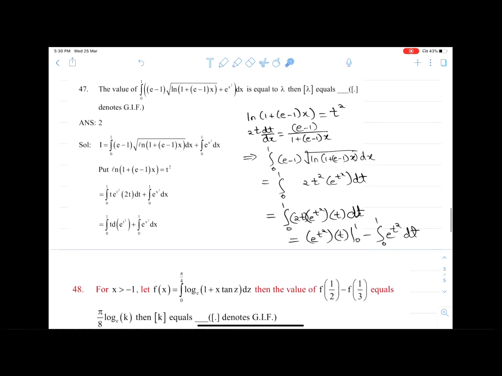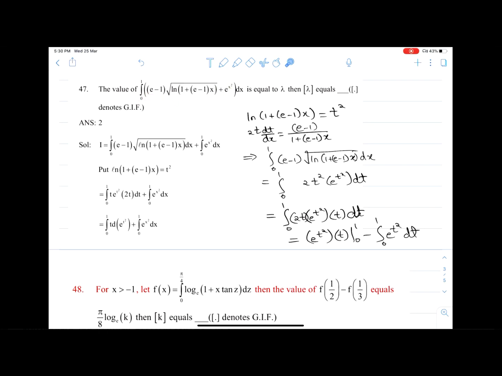47th question. The value of integral 0 to 1 of e minus 1 into root over ln of 1 plus e minus 1 into x plus e power x square into dx is equals to lambda. Then the integer part of lambda is equals to, where integer part is denoted here. See, whenever the function looks complicated, obviously there will be some trick. Do not panic here, because e power x square is non-integrable. This function also looks complicated. There will be some trick.